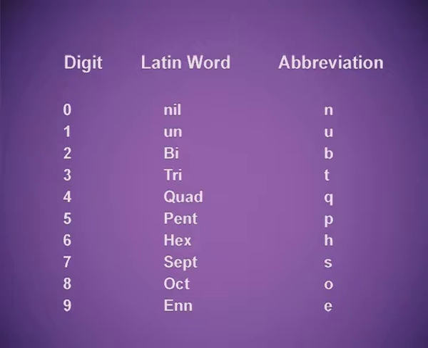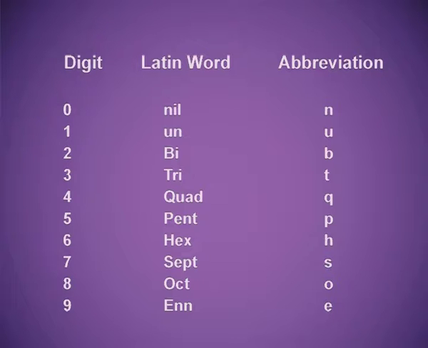For 6, the Latin word is hex, abbreviation h. For 7, it is sept, small s is its abbreviation. For digit 8, Latin word oct, abbreviation o. For 9, it is enn, and the abbreviation is e.